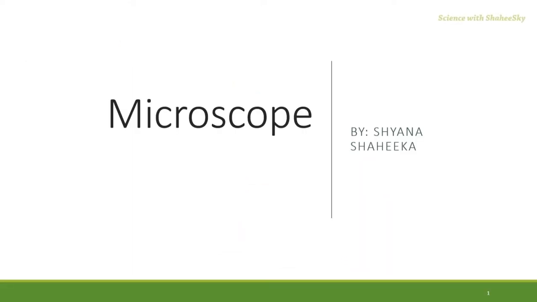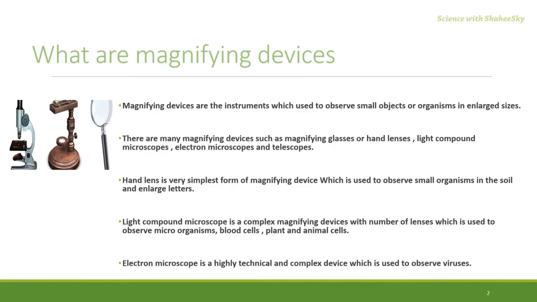Let's learn about the microscope. What are magnifying devices? Magnifying devices are instruments which are used to magnify objects and see them in enlarged forms. There are many magnifying devices. They are hand lenses, light microscopes and electron microscopes. Telescopes are also a kind of magnifying device.